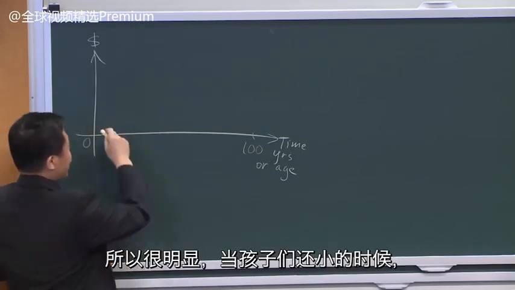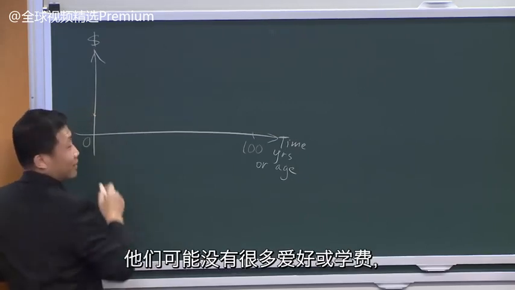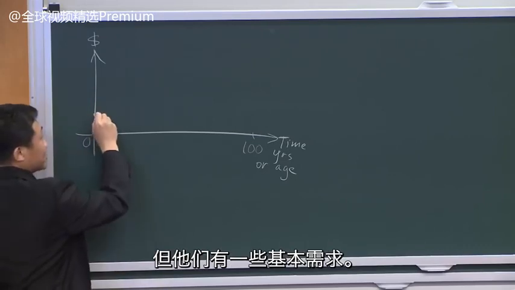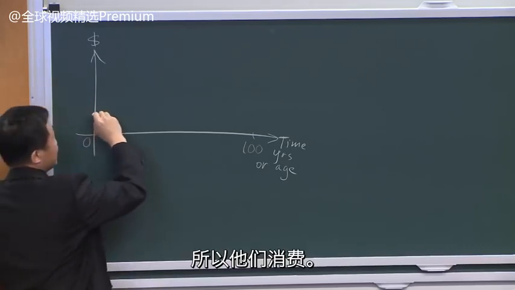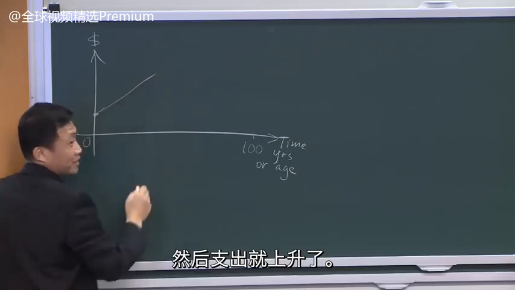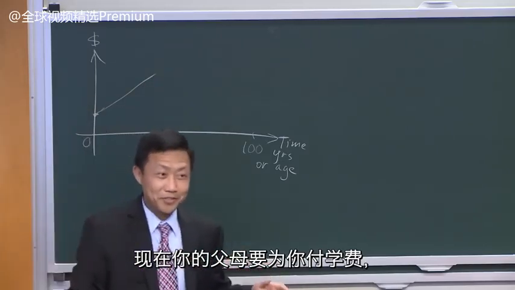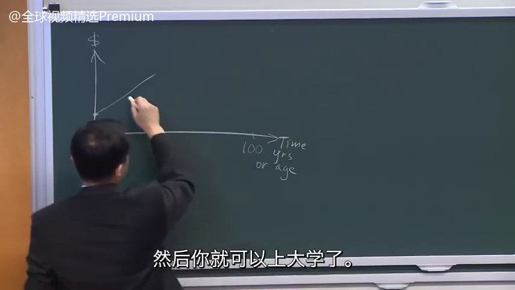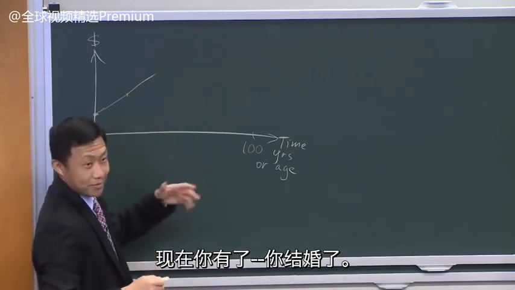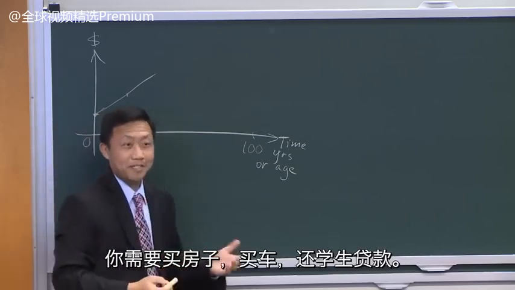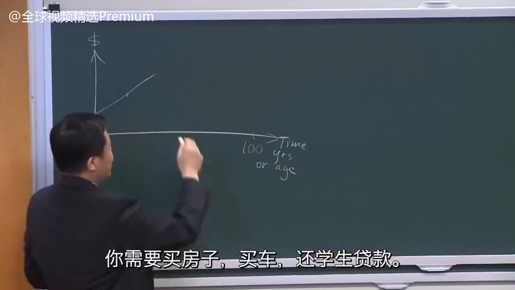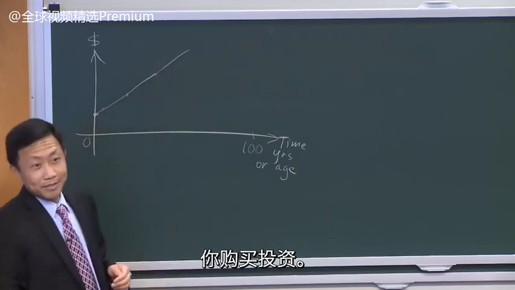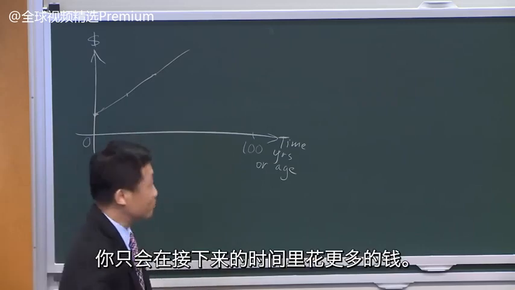So obviously, when kids are young, they probably don't have a lot of hobbies or other tuition, but they have some basic needs, so they spend. Then the spending really goes up. Now your parents have to pay your tuition, or you have to borrow loans, scholarships. And then that's college. Then you married, you have kids, you need to buy a house, buy a car, pay back student loans. You have a lot more spending. Then you go on vacation, you buy investments, you just have more spending coming up.